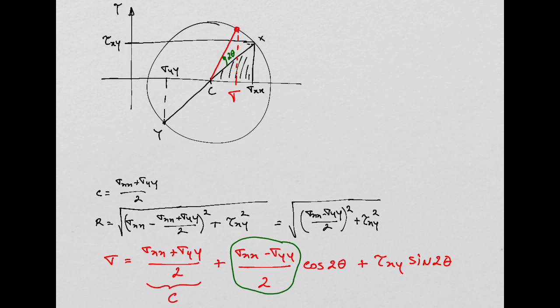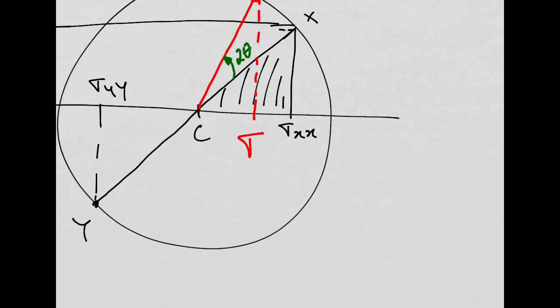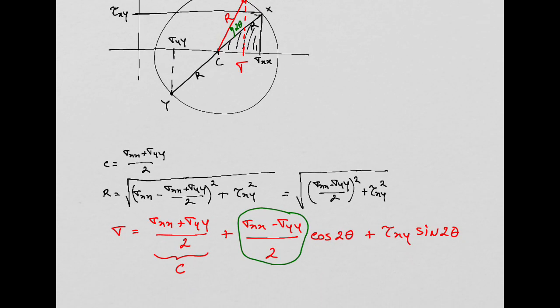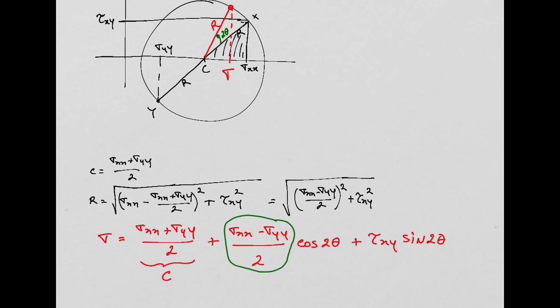So one thing we know is that this radius is equal to this radius in red. It's the same radius because it's the same circle. And we know this radius is going to be equal to this square root that I have here. So from these equations, without going to the Mohr circle, we can have the equations to derive the principal stresses, sigma 1 and sigma 2. So sigma 1 is going to be this one. Sigma 2 is going to be this one, right?